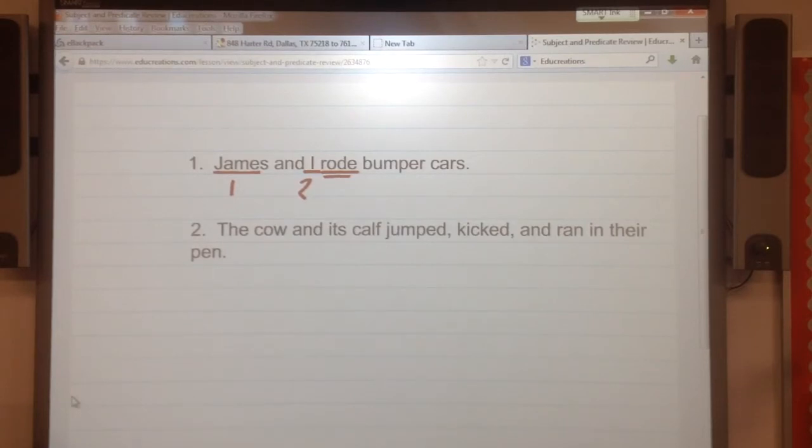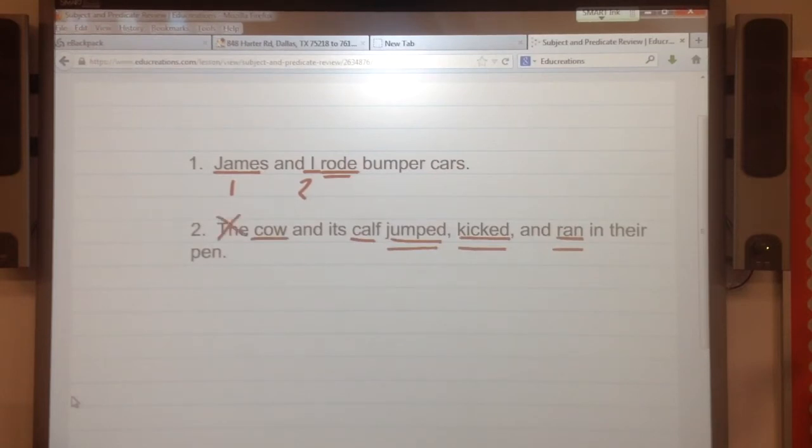Well, let's see how you did. The cow and its calf jumped, kicked, and ran in their pen. Well, I definitely have action here, but it's confusing. I have jumped as action, kicked as action, and ran as action. And what is it that is jumping, kicking, and running? Well, the calf is. But not just the calf. The cow is as well.